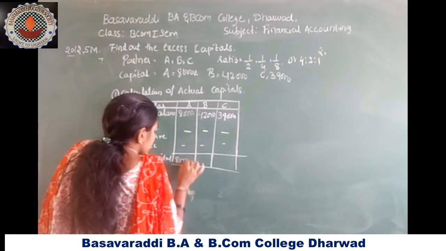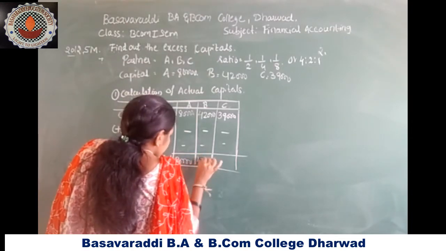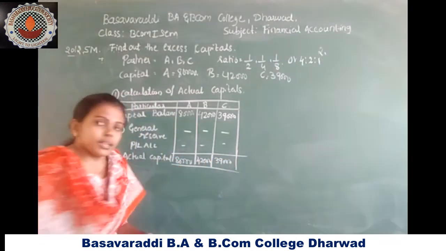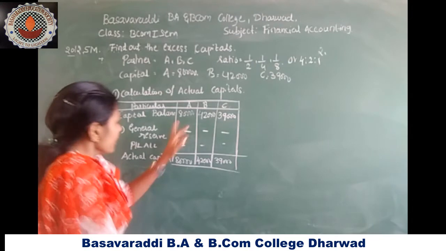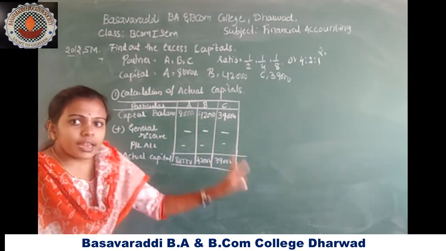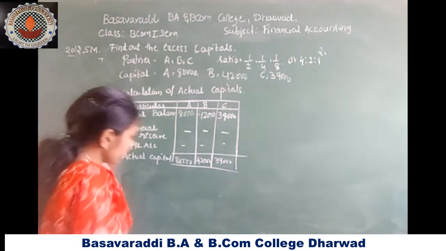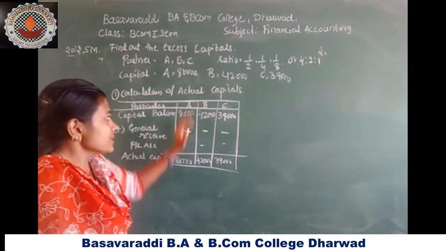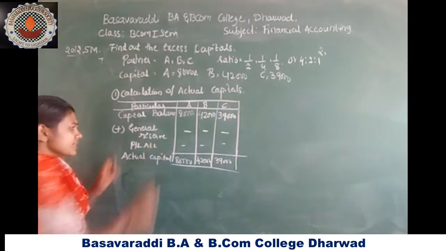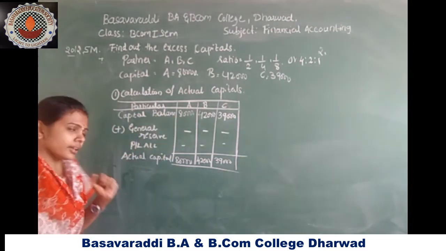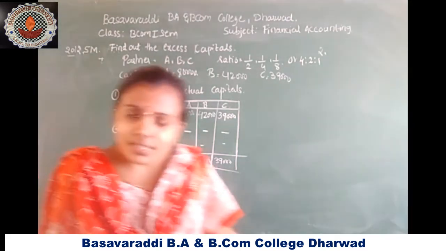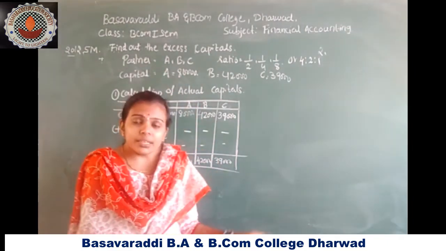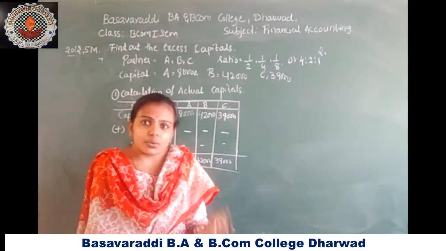Actual capitals: 80,000, 42,000 and then 39,000. Capital balances, add general reserve and profit and loss account. If the profit and loss account is on the liability side we put plus, if on the asset side we put minus.